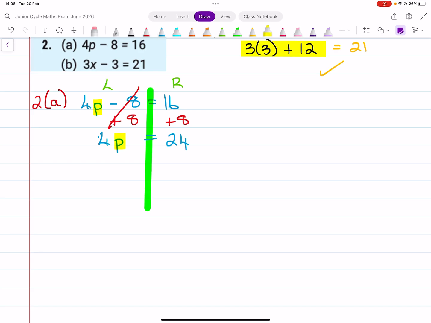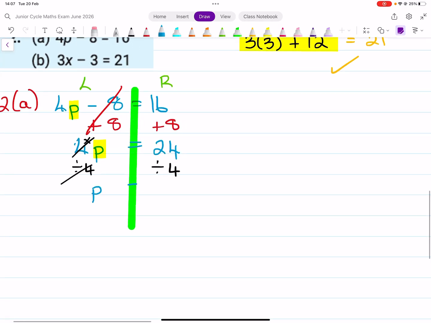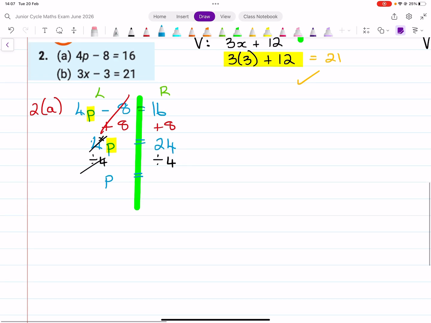I want to isolate the p. It is being multiplied by the 4, so I need to divide by 4, which is the inverse. And if I divide by 4 on the left, I have to divide by 4 on the right. So tidy up, and I'm getting p equals 6. Verify.